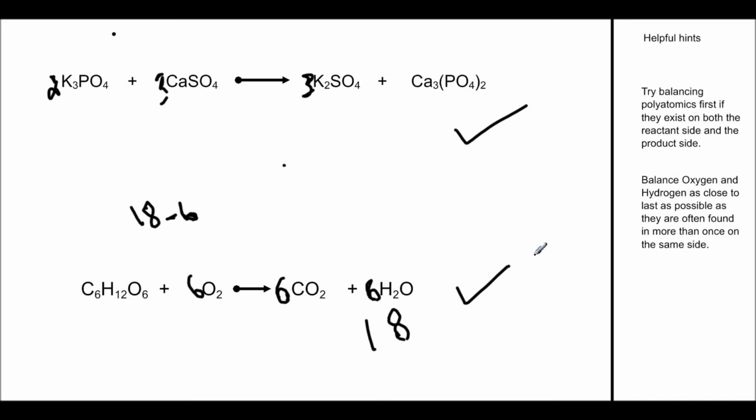So some tips and tricks for balancing equations. Try balancing the polyatomics first if they both exist from reactant side to product side. Try and save hydrogen and oxygen until the end because oftentimes you'll find them in more than one compound, even on a reactant side, or more than one compound on a product side, and that will change the numbers drastically. This is a back and forth thing. This is something you're probably going to have to erase coefficients and change as you go.